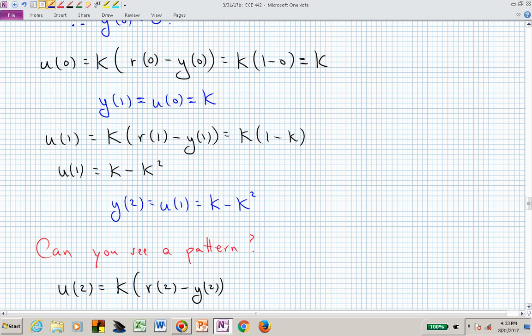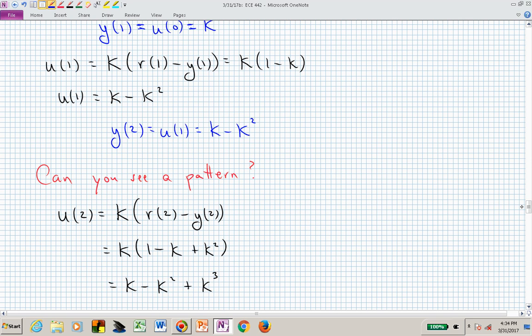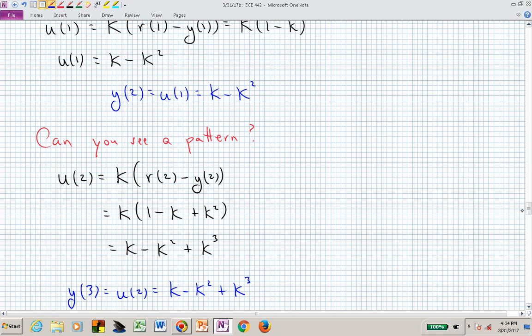Now that we have y of 2, we can produce u of 2. With u of 2, that's just k times r of 2 minus y of 2. Remember, r for non-negative arguments is 1, meaning this is now k times 1 minus y of 2, but y of 2 was k minus k squared. We distribute that k through the 1 minus k plus k squared, and u of 2 is now k minus k squared plus k cubed. But u of 2 is just what y of 3 is going to be, and now we know what y of 3 is. And maybe now you can start to see a pattern.